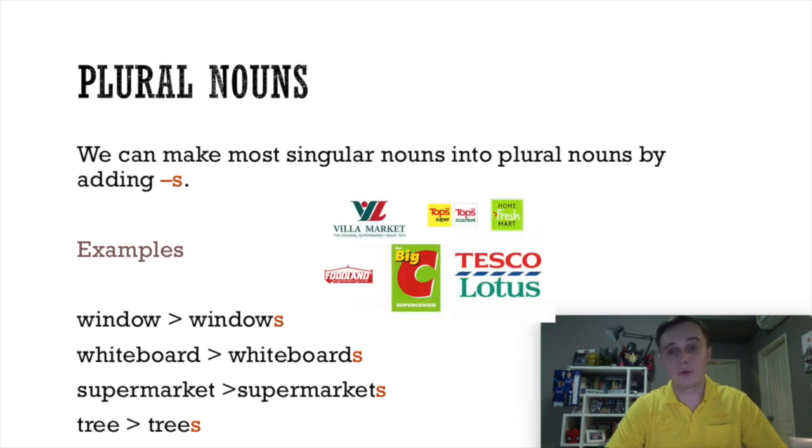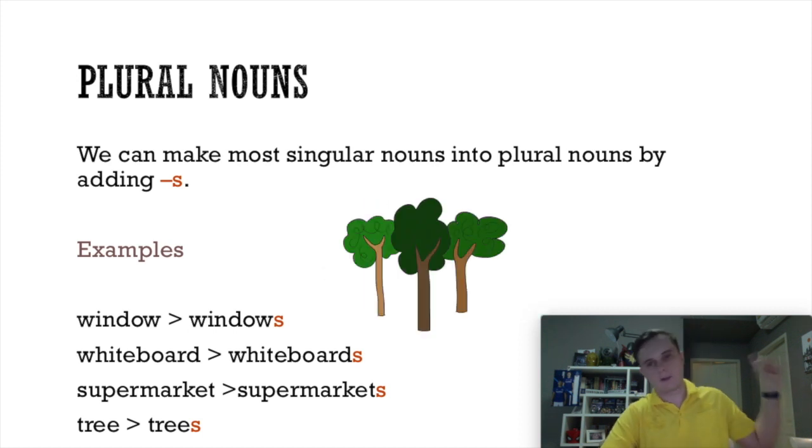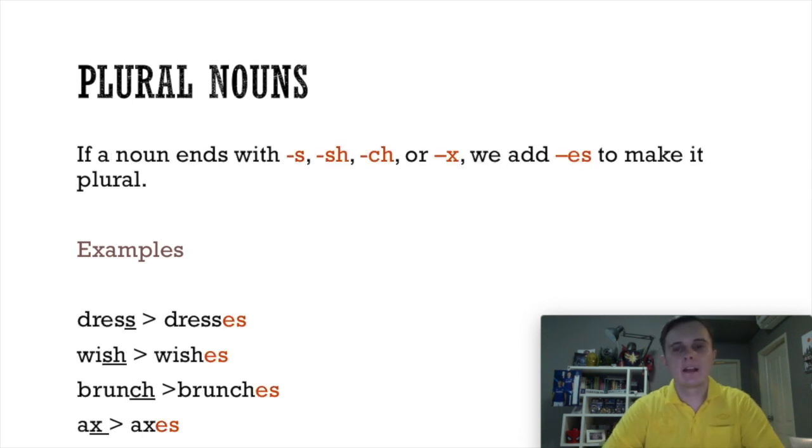If I say, let's go to the supermarket, I only want to go to one supermarket. If I say, let's go to the supermarkets, maybe I'm looking for something and I want to go to Tesco, Big C, Tops to find this thing that I'm looking for. So I say, let's go to the supermarkets, means more than one, because we have s, plural. If I say, look at that tree, then there's only one tree. If I say, look at those trees, there's more than one tree. Okay. But we also need to remember that it's not always that easy. We have to remember some rules. We have to be careful.